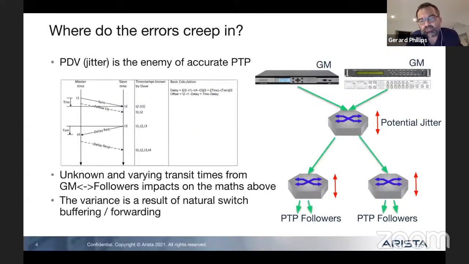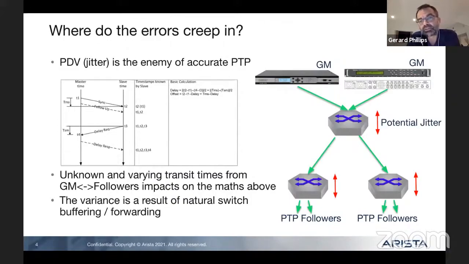Sounds perfect, but there are places where these errors creep in. The network is going to be made up of multiple network devices, switches, routers. What does a switch and a router do? It's got buffers, it has to multiplex data packets from one place to another. As those packets are multiplexed, they get buffered. This is where the buffering comes in that Bruce was talking about. As they get buffered, then the delay through the switch changes.